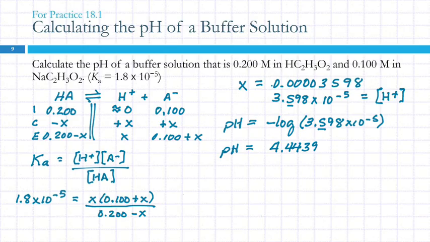Concentration, we kept 2 sig figs, so in our pH we keep 2 decimal places, and we say that the pH is 4.44. Any questions about that?